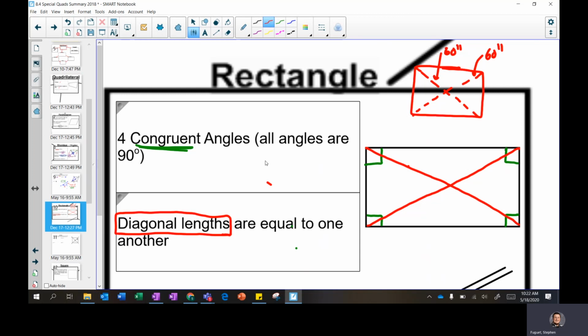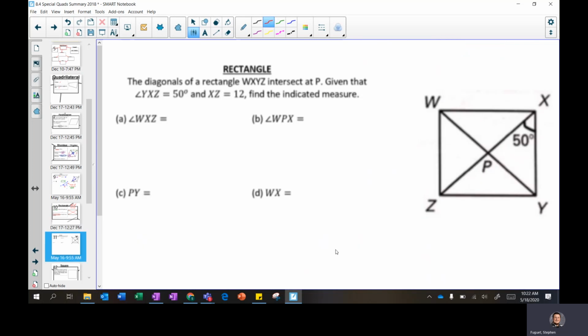Keeping that in mind, I also want you to keep in mind that a rectangle has no properties of a rhombus. So notice that a rectangle does not have 4 equal sides or perpendicular diagonals. That is just simply not true. So we need to keep that in mind as we move on to this next question.